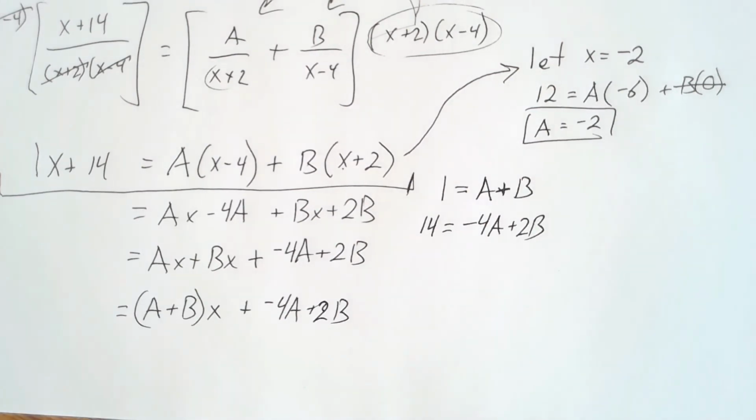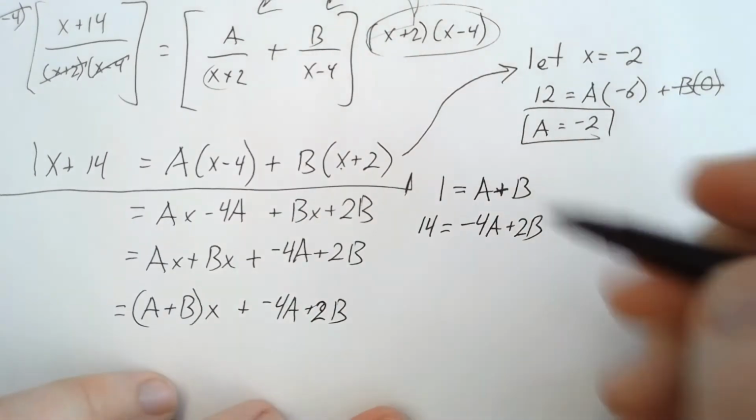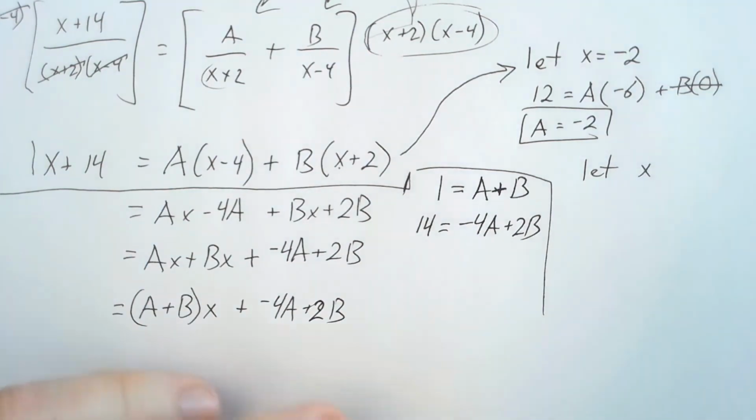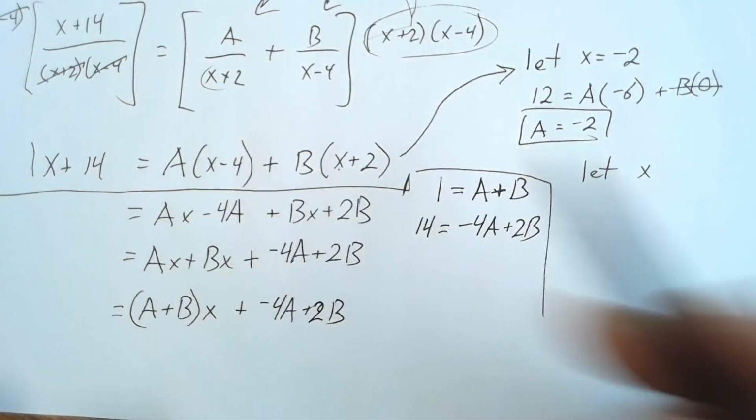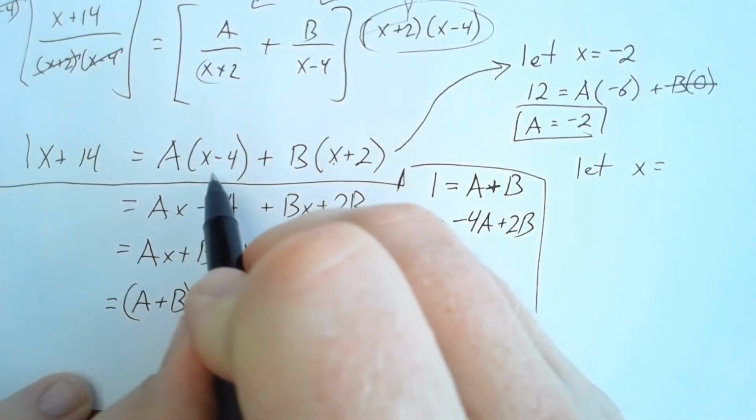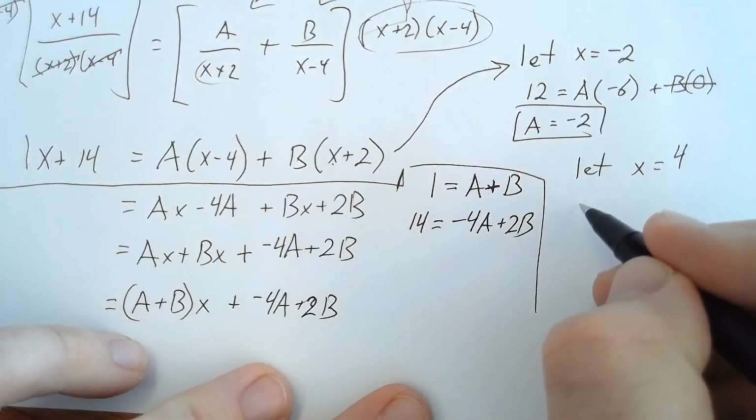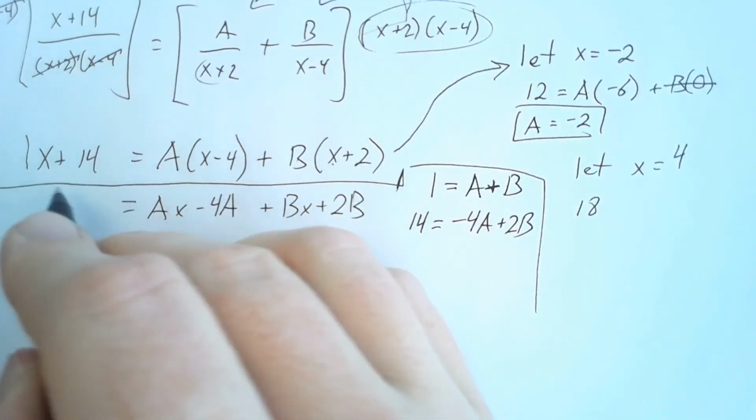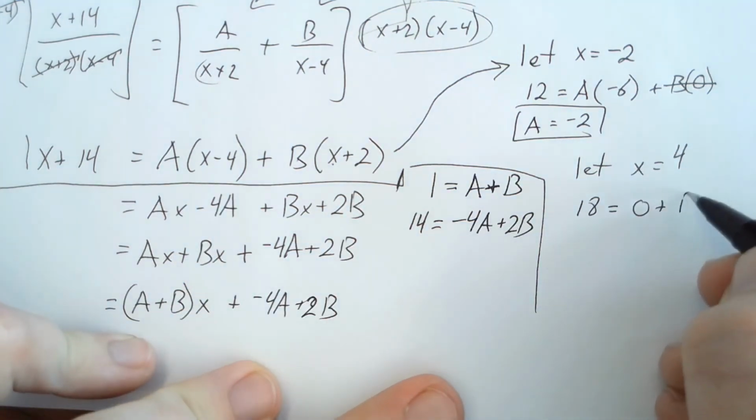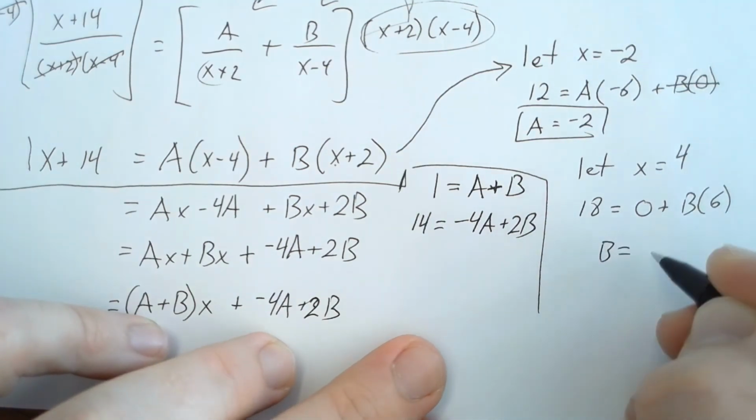This is going to be true no matter what x value I pick. It should still satisfy every single system that I choose to work with. Now let's choose another x value. Let's restart back at this point right here and let x equal a different value. You'll notice now that if I let x equal 4, my a term will turn to 0. So if I let x equal 4, I'm going to have 18, that's 4 plus 14, equals 0 a's, so that cancels out, plus b times 4 plus 2, which is 6. And in this case, b is going to be equal to 3.